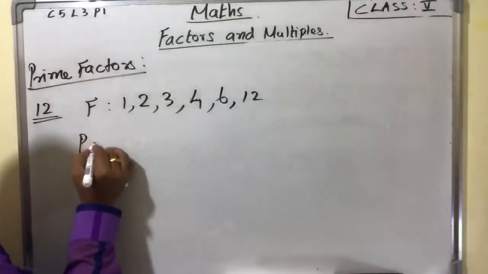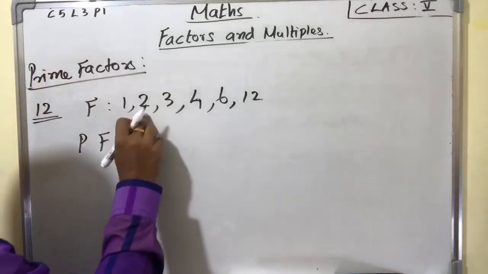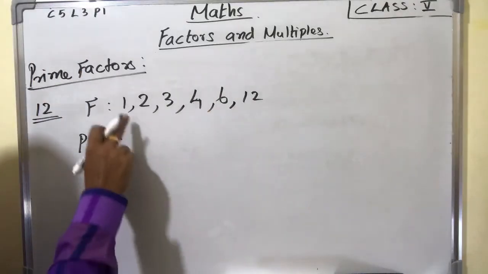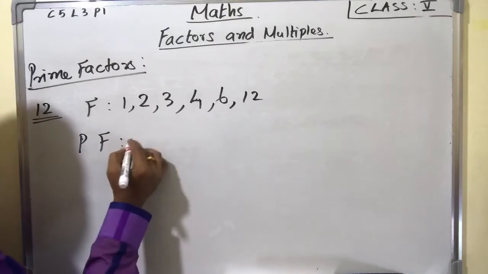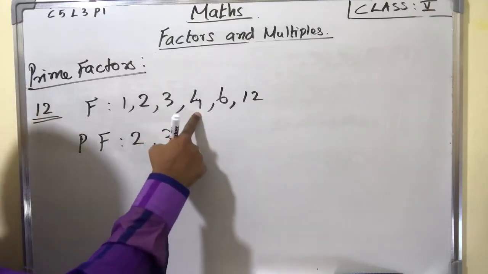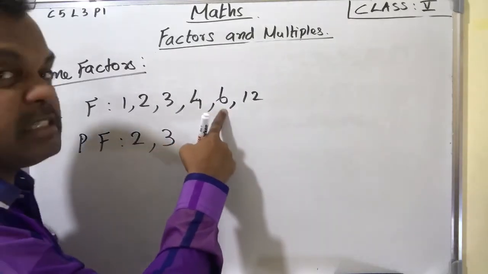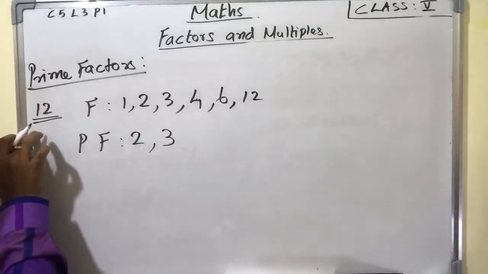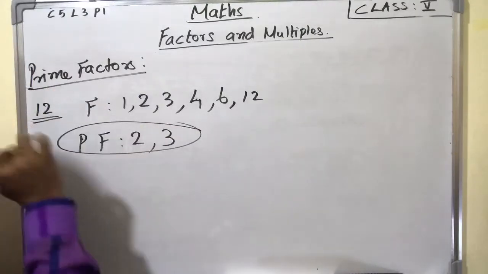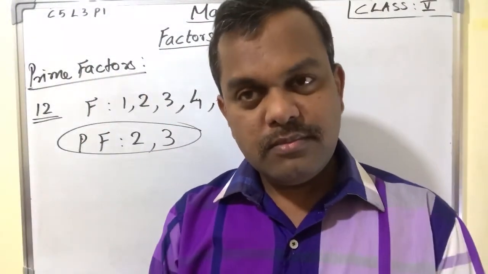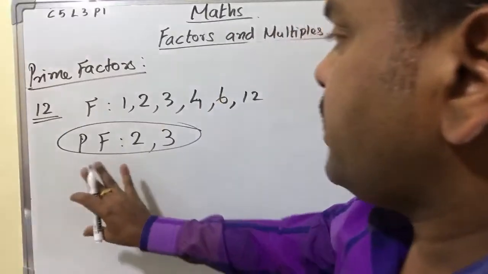What are the prime factors? Prime numbers. 1, 2, 3, 4, 6, 12. Here what are the prime numbers? Okay, 1 leave it. 2 is a prime number. 3 is also a prime number. 4 is not a prime number. 6 is not a prime number. 12 is also not a prime number. So prime factors of 12 are 2 and 3 only. Okay, understood? So prime factors 2 and 3.